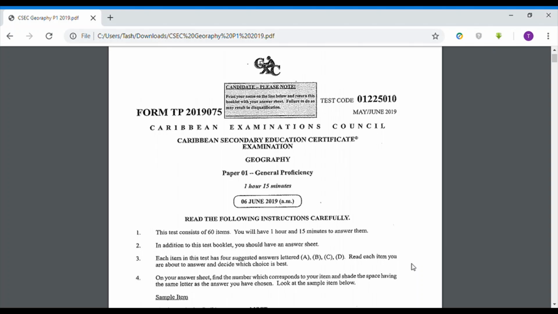This is Mrs. G. We are going to work through this past paper. This is from last year, June 2019. We are going to go through each question individually so you can figure out exactly how we would think through each question to get the correct answer.